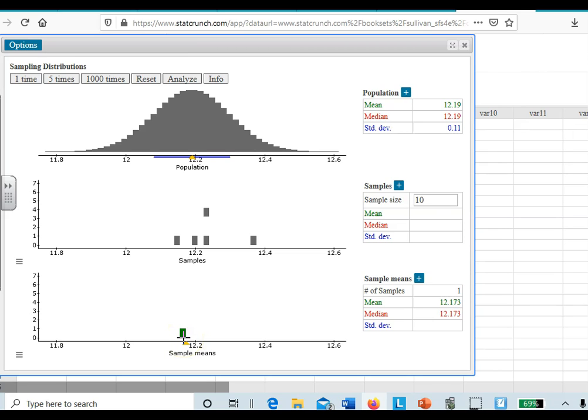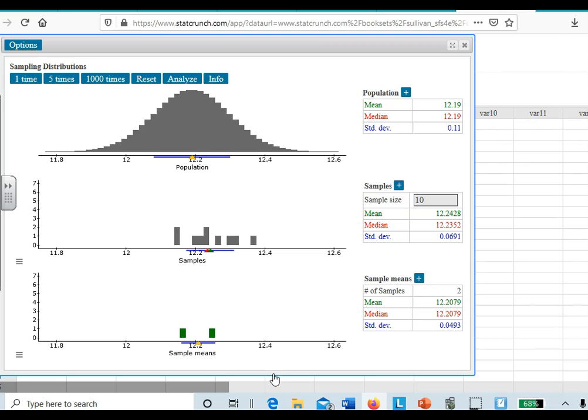Now, obviously, it's running slow because I guess my internet is just being overextended right now. So normally this goes fairly quickly when it's choosing it. So if you wanted to do some of these on your own, you can. You can go to StatCrunch and just choose the applets and go to the sampling distribution one. But this next one we got was 12.2079. Okay, and then you would just keep going, right?